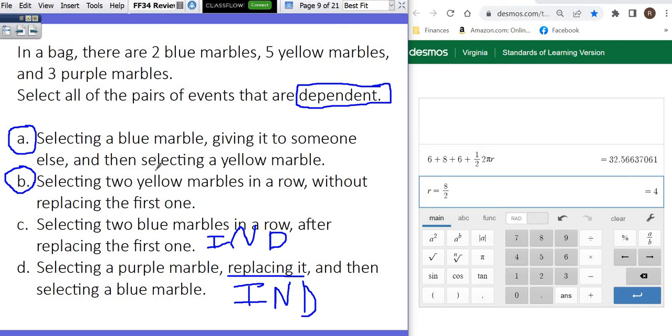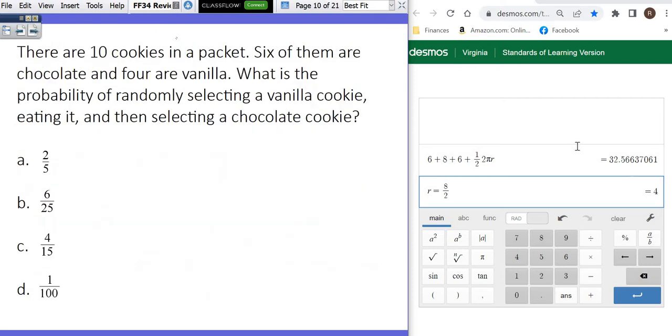So the only 2 that are dependent are the ones where something changes. This one you gave a marble away, so there was 1 less. And this one you did not put it back, so there was 1 less. That's how you decide the difference between dependent and independent.